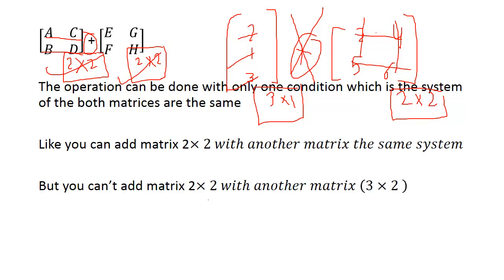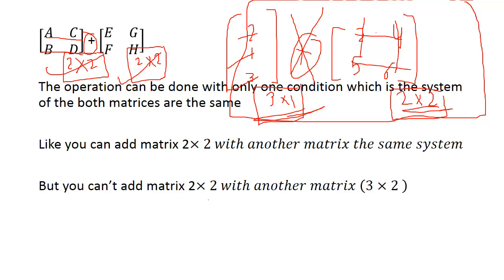So when you want to make the addition or subtraction between two matrices, the two matrices must have the same system, the same number of rows and the same number of columns. But here, we cannot make the addition or subtraction. Why? Because they don't have the same system. Here is 3 times 1, and here is 2 times 2. So to add or subtract between two matrices, we need to make sure they have the same system.